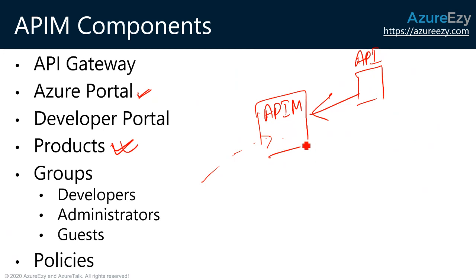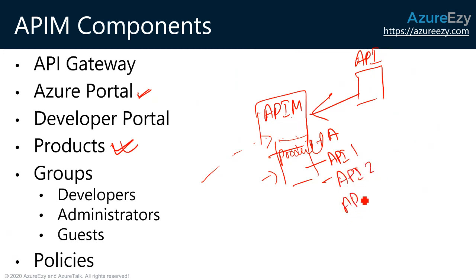Before that, APIM categorizes, creates a product. Actually, a product is a kind of a listing, which will have a few APIs listed there. So suppose product A has API 1, API 2, API 3. Now, a user cannot really go and subscribe to API 1. A user cannot go ahead and pick API 1 and use it. This API is supposed to be categorized with the product first.